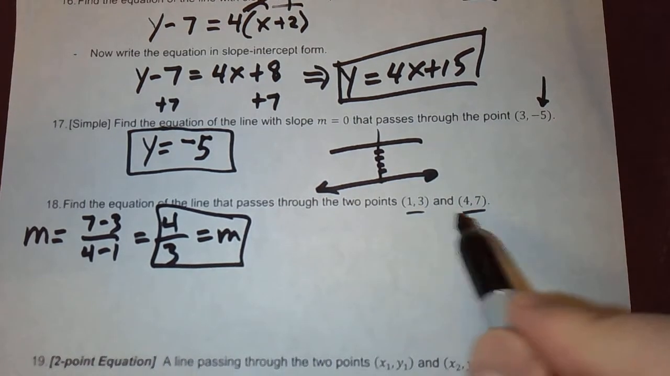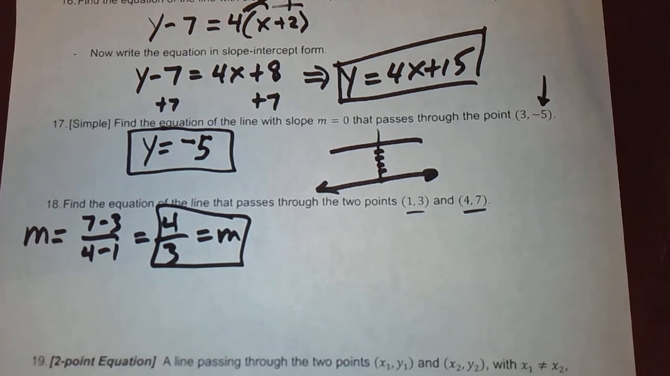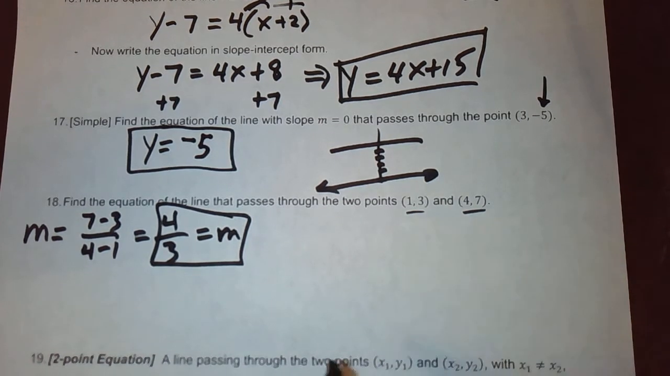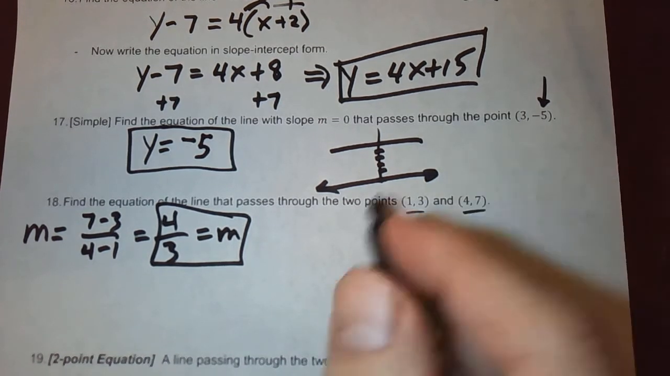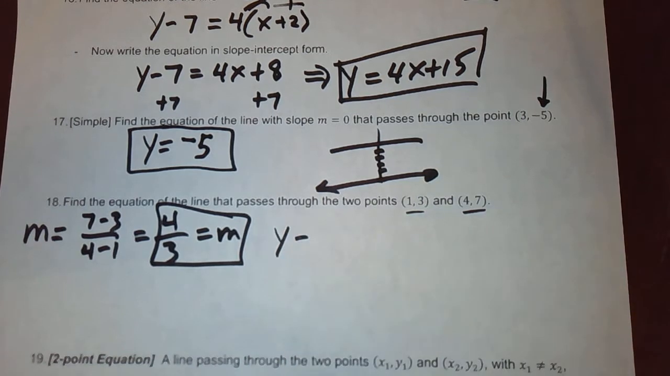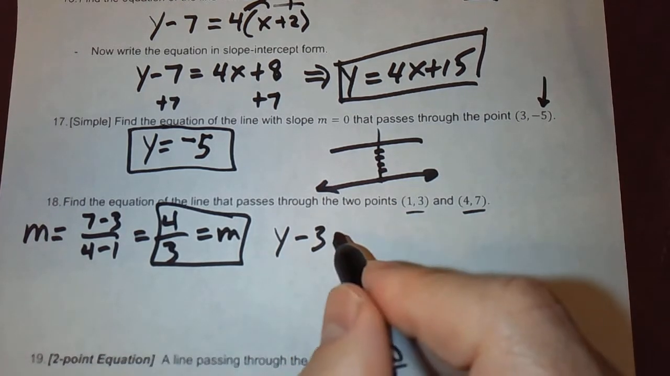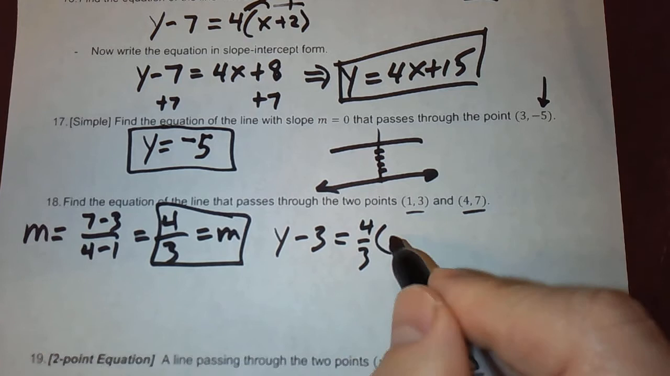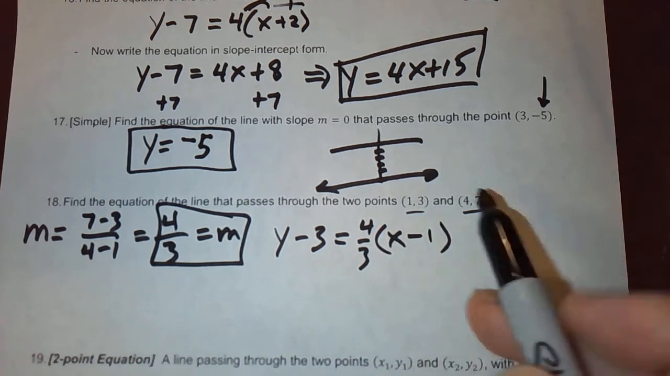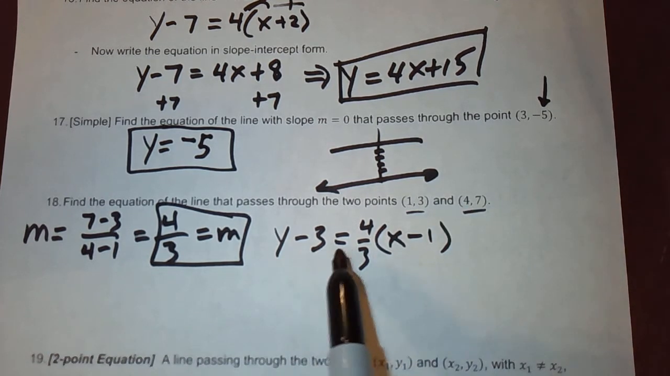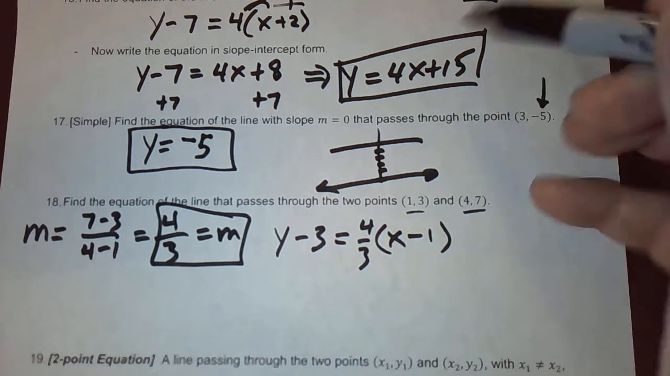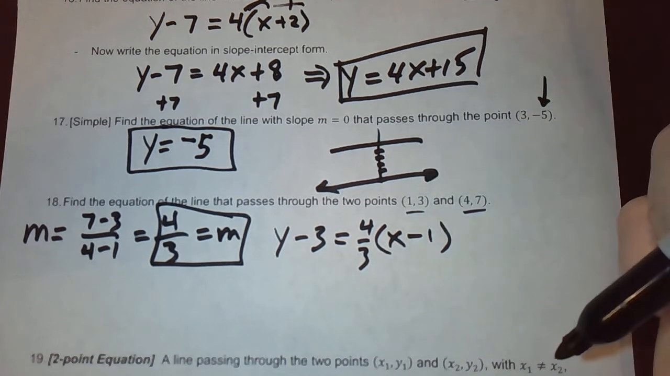Now, we have 2 points here. Which one will I use in the point-slope form? The answer is you can use either one, and you'll get the correct equation either way. So I'll pick 1 comma 3. So I'll have y minus 3 equals 4/3 times x minus 1. y minus y1 equals m times x minus x1, and I use this as my x1, y1.